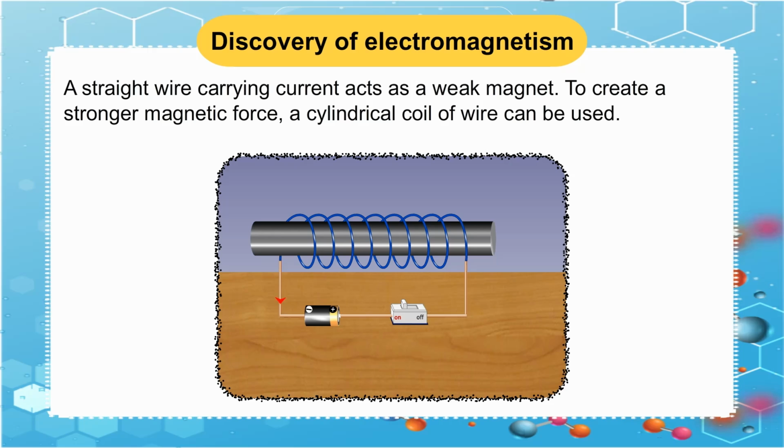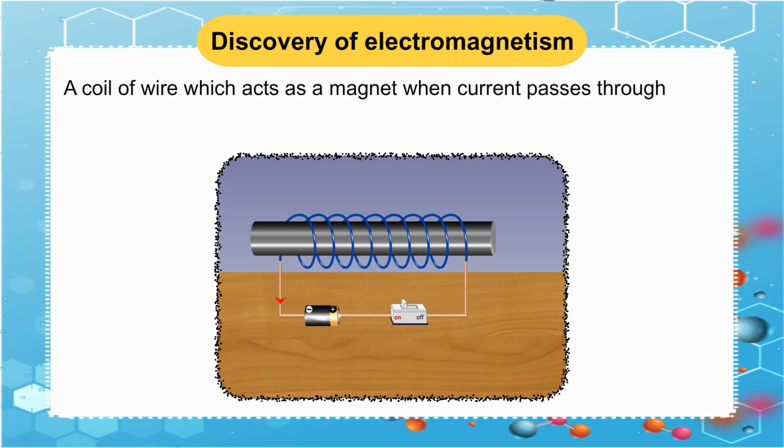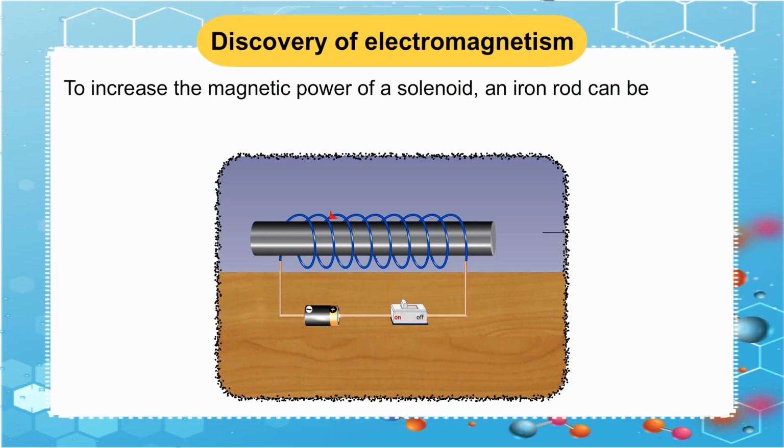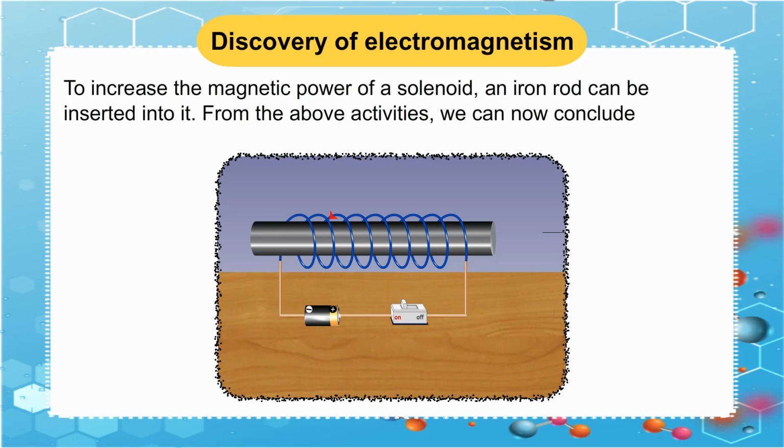To create a stronger magnetic force, a cylindrical coil of wire can be used. A coil of wire which acts as a magnet when current passes through it is called a solenoid. The two ends of the wire act as its two poles. A solenoid acts just like a bar magnet. To increase the magnetic power of a solenoid, an iron rod can be inserted into it.